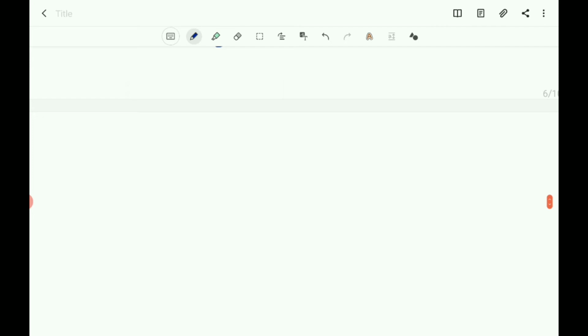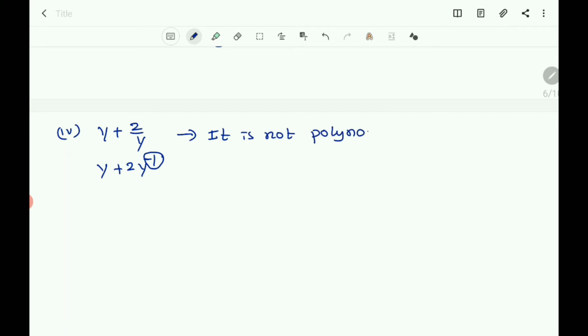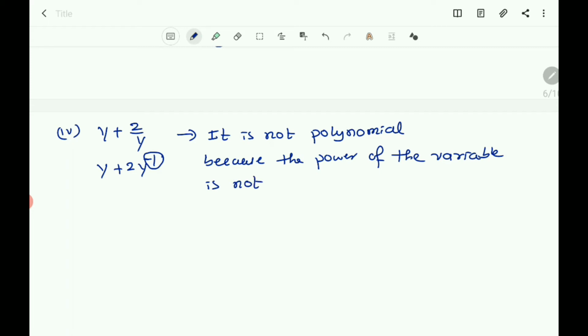Next, fourth one you take. Fourth one, y plus 2 by y. Y you can write as y only. 2 by y means 2y to the power of minus 1. Y power minus 1. You know that this minus 1 is not a positive integer. It is not a whole number. So therefore you can say that this is also not a polynomial, because the power of the variable is not a whole number, not a positive integer.